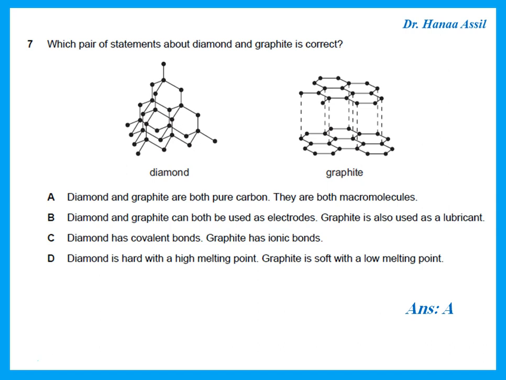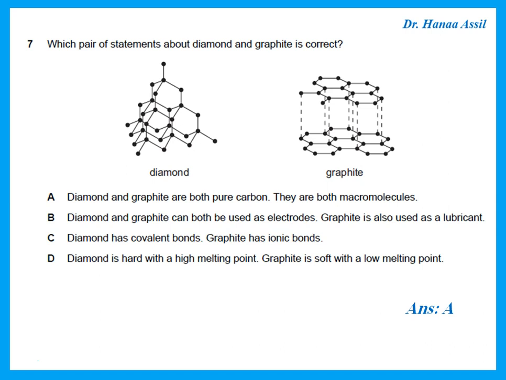Diamond and graphite can both be used as electrodes. Is that correct? No, you should know that only graphite can be used as electrodes because graphite can conduct electricity. Diamond does not conduct electricity, so that statement is wrong. Diamond has covalent bonds. Graphite has ionic bonds. No, they're all made of carbon that have covalent bonds between them. So that statement is wrong.